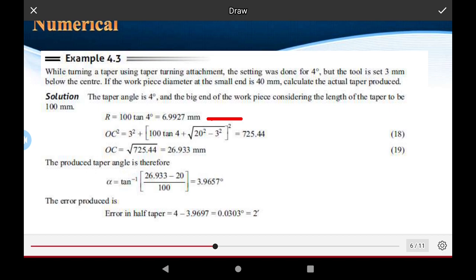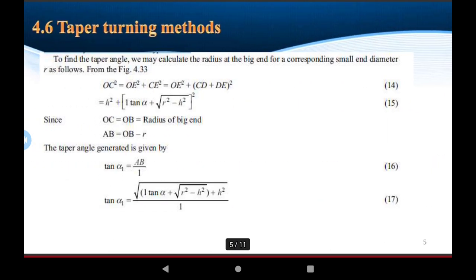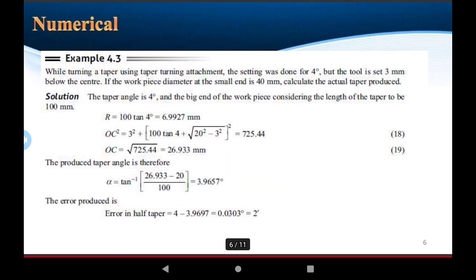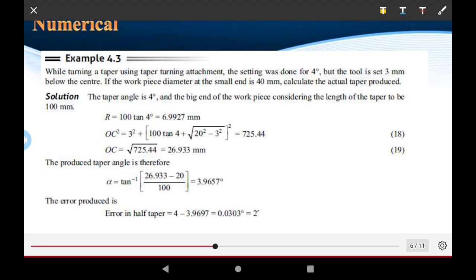And OC, put in all the values to find the value of OC and small h square into this equation. Given the values in this equation, find the value of OC square equal to h square plus L tan alpha plus under root 20 square minus 30 square whole square.